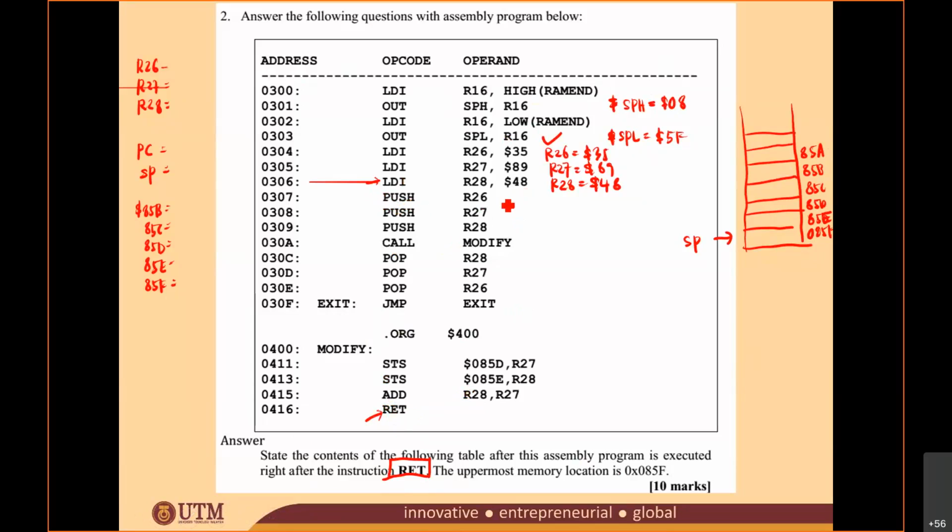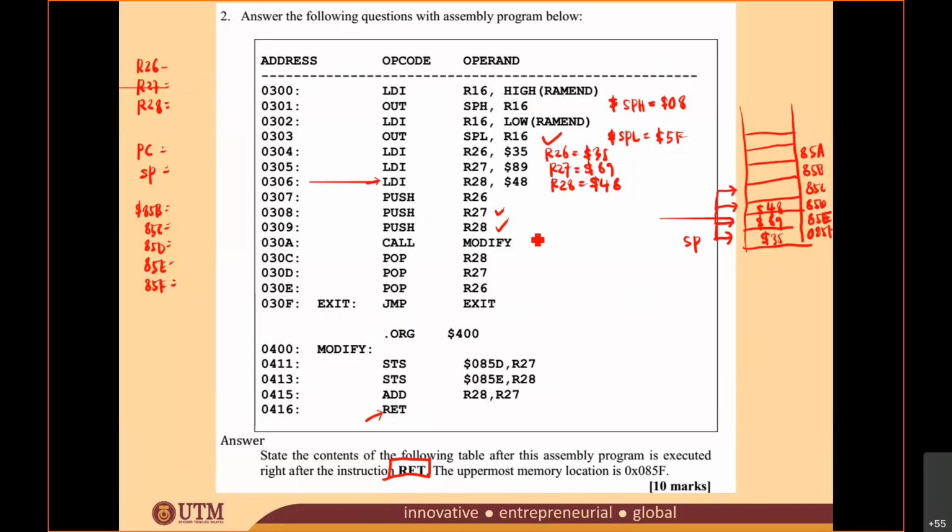So now you're going to push the R26 value, put it to your stack. So 35 you put to your stack, and then the stack pointer is decremented by 1. Then you push R27 to your stack. R27 is 89, 89 goes into the stack, and the stack pointer is decremented by 1. Now your stack pointer points to address 085D. And then you push one more, R28, which is 48, put in the stack, and the stack pointer is decremented by 1. So the stack pointer points to address 085C.